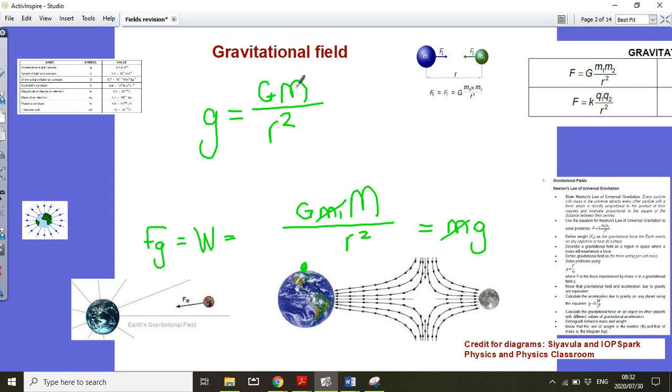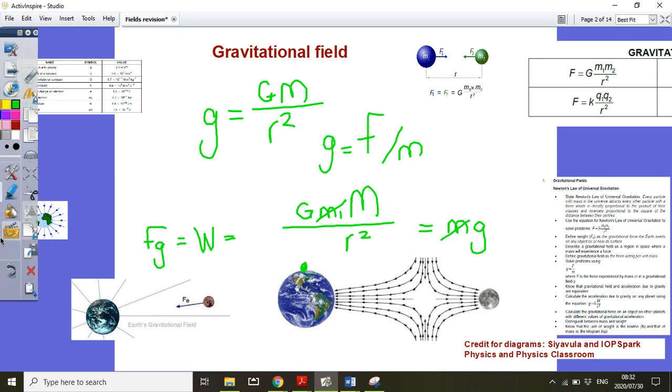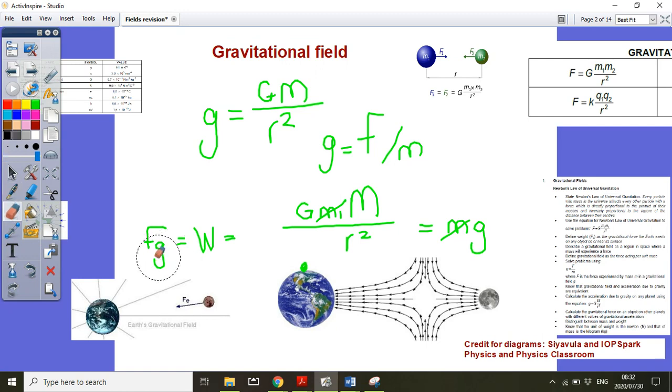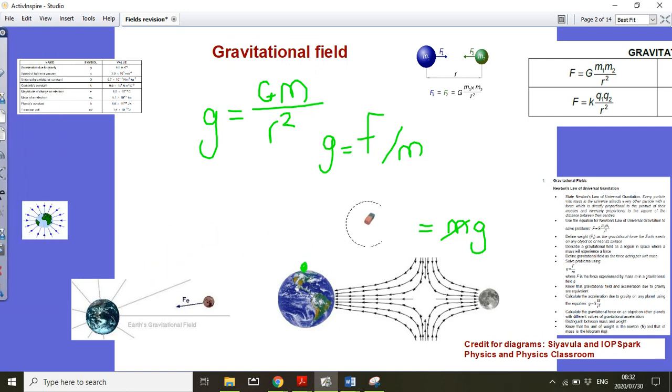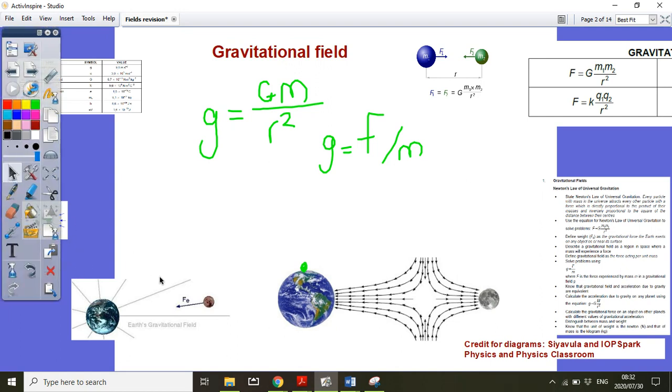Now, this field is created by this object. So you need to be very careful. When am I using which equation? Because now you've got that G equation and you have the one with F, force per unit mass. So there's two equations. So now which mass am I going to use in which circumstances?